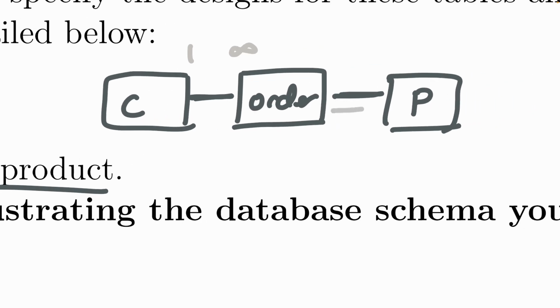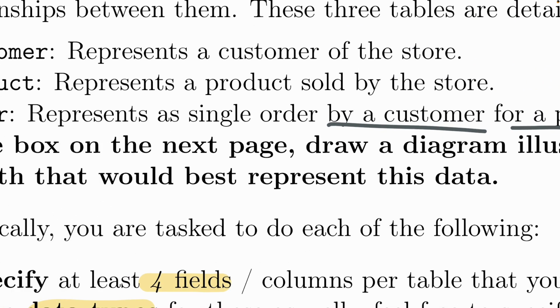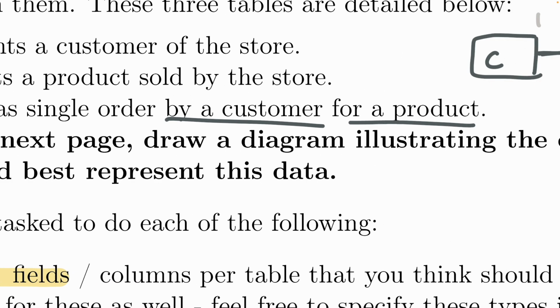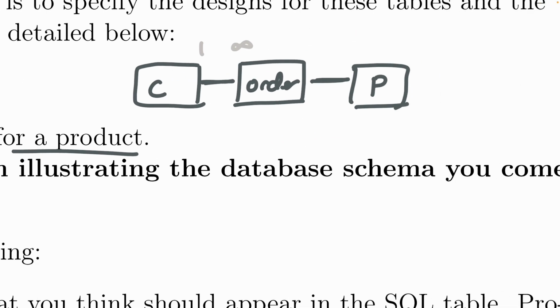And so that's the next thing. We need to choose a relationship between order and product. Now the wording here is a little bit weird, because it says that it's representing a single order by a customer for a product. So there's two ways to interpret this. Depending on how you justify it, both answers are right. You can say that this is a single order by a customer for one product, so therefore an order should just have one product only on it.